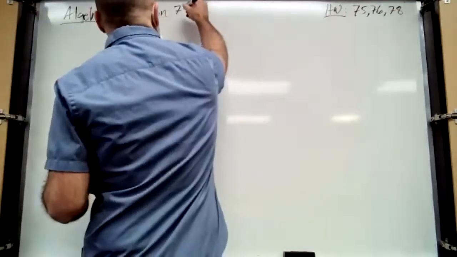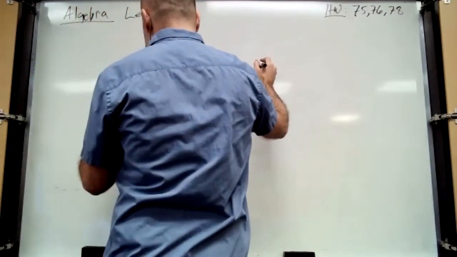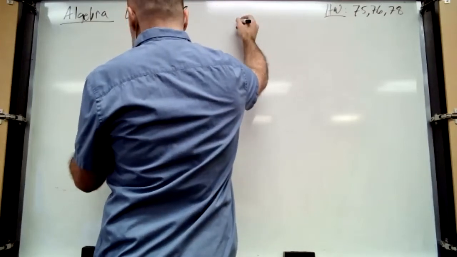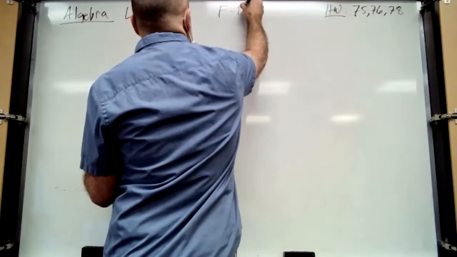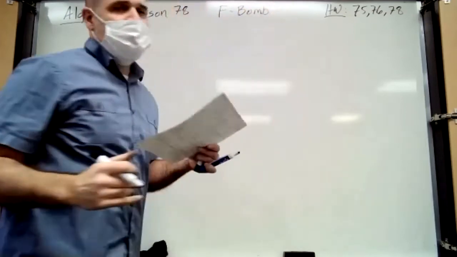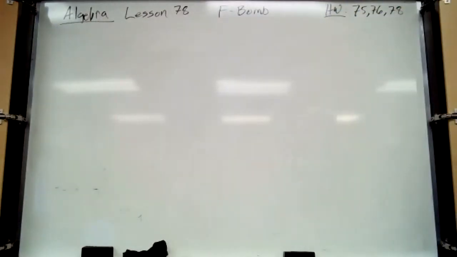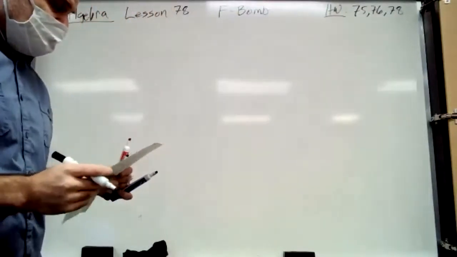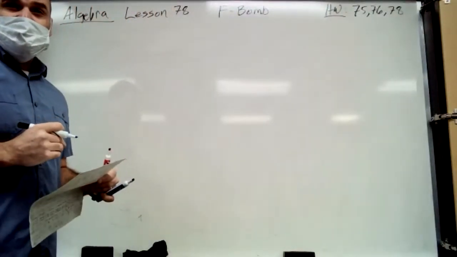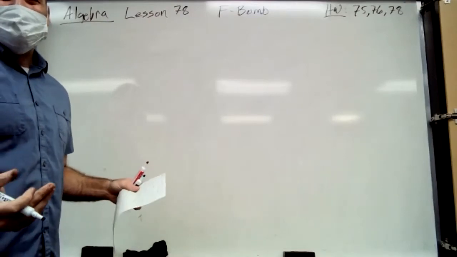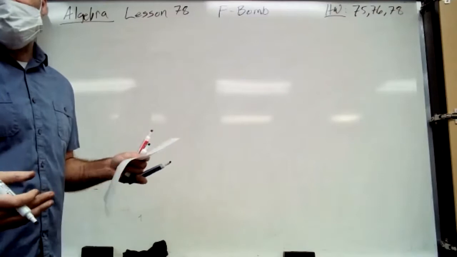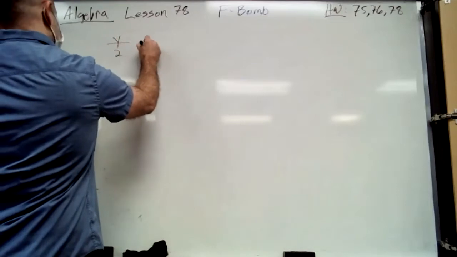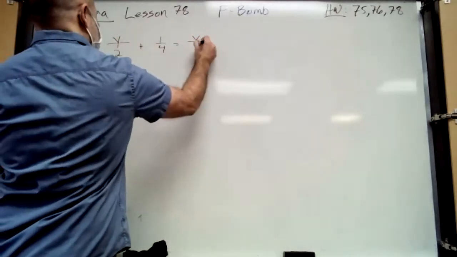Okay. So 78. Now this is gonna get fun. It's called rational equations, but we're gonna talk about the F-bomb. Now I've talked about this a little bit before, but this lesson is all about the fraction bomb. Rational equation basically means that there's ratios in it. There are fractions. So here's what my equation looks like: y/2 plus 1/4 equals y/6.